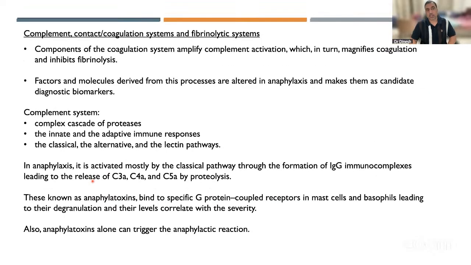Now, the other systems involved in anaphylaxis, again more for research purposes, we need to know. The complement system, the coagulation system, the contact system, and the fibrinolytic system. All are interrelated with each other when anaphylaxis is involved. The complement system is usually activated through the classical pathway, releasing C3a, C4a, and C5a, which bind to the mast cells through specific G protein receptors, and to basophils, leading to degranulation and symptoms. Anaphylatoxins alone can also trigger an anaphylactic reaction.